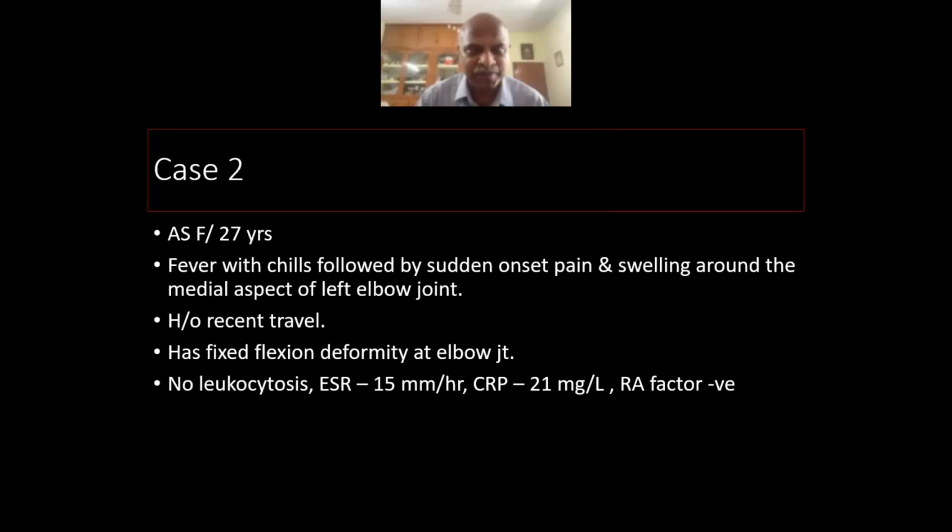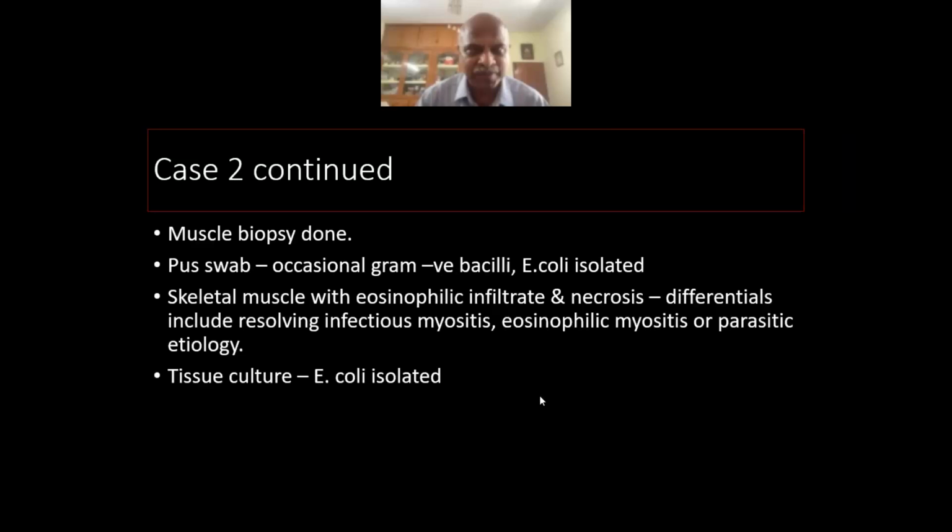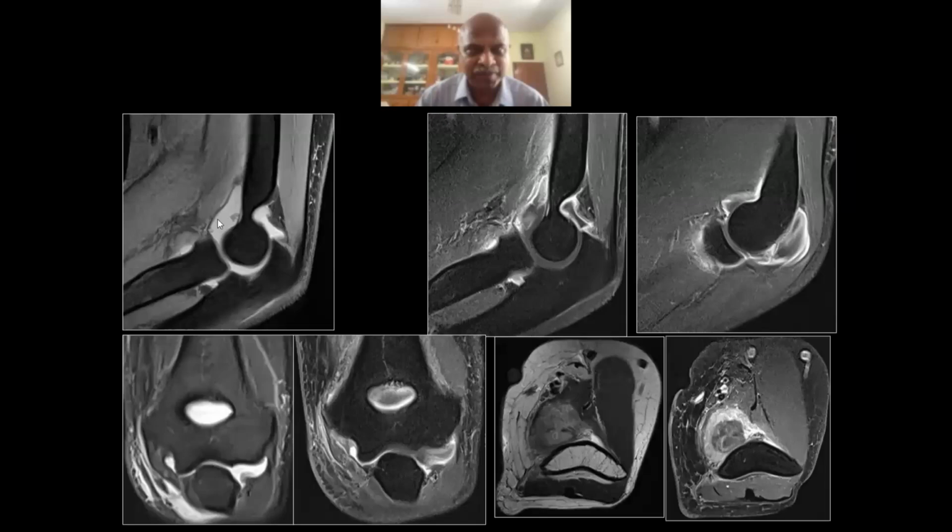familiar to our terrain? When she presented to us, she had a fixed flexion deformity at the elbow joint. She had no leukocytosis, but ESR was a little high and CRP was also a little high. When we've done the imaging, this is what we've seen: joint effusion at the elbow joint. You can see enhancement, synovial enhancement of the joint cavity. Again, not much of bone marrow involvement, but there is some periarticular edema there.